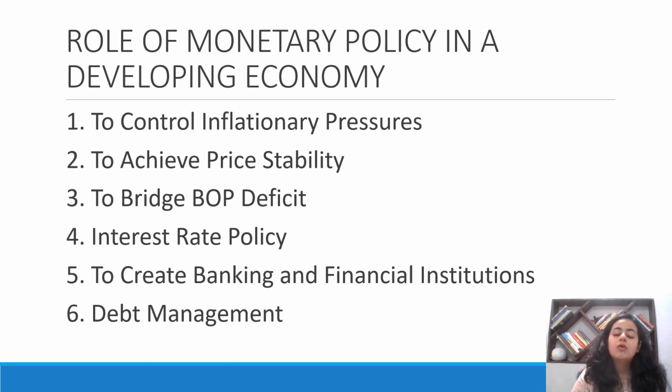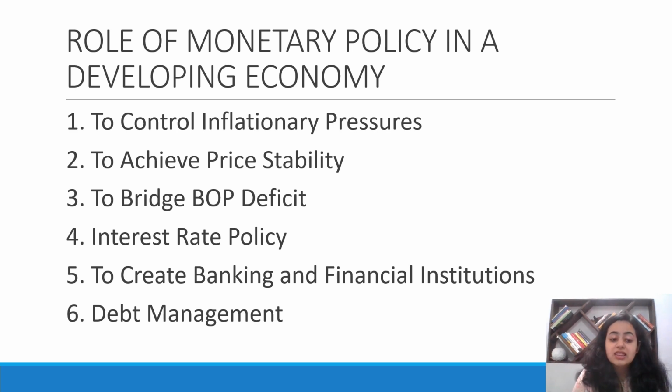BOP, or balance of payment, is a record of all transactions between a country and the rest of the world. A BOP deficit happens when a country is spending more in the rest of the world than it is able to earn. So, to cover or bridge this deficit, the government needs to increase its production and its income so that it can bridge that deficit. It can be done through an expansionary monetary policy as it helps increase our GDP, output and demand in the economy.